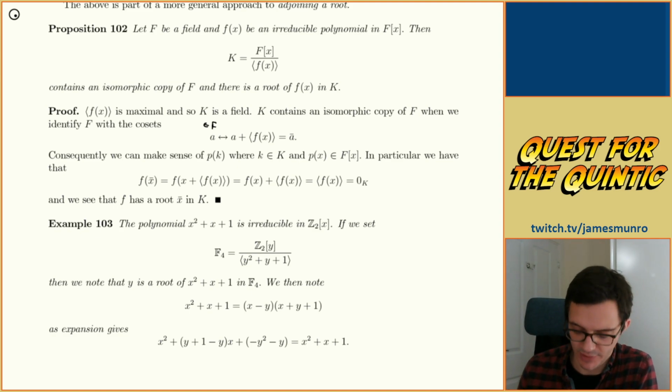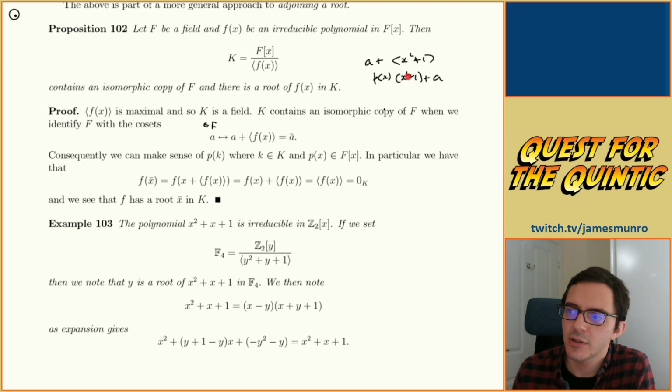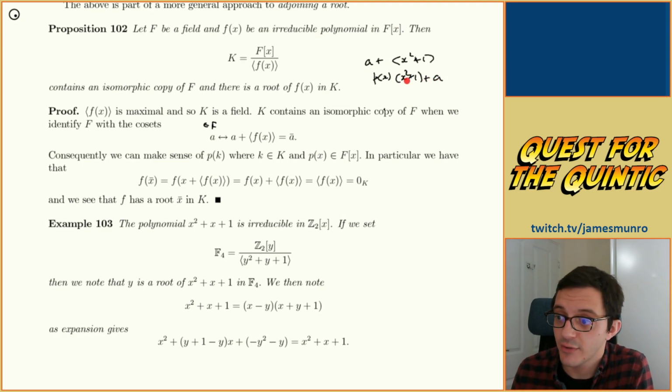So for those examples with x squared plus 1, a plus the ideal generated by x squared plus 1 would be p of x times x squared plus 1 plus a, which is a bit like factoring out i, and minus i at the same time. But factoring out some sort of new root. So it's irreducible, so it doesn't have roots in F. But to try and factor it out anyway, you're left with some remainders. Those are the cosets.